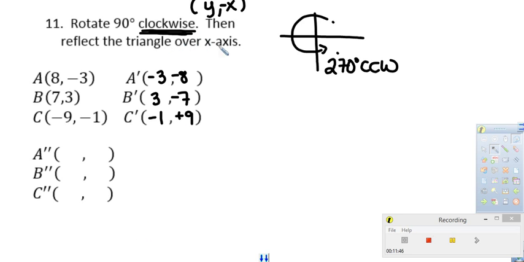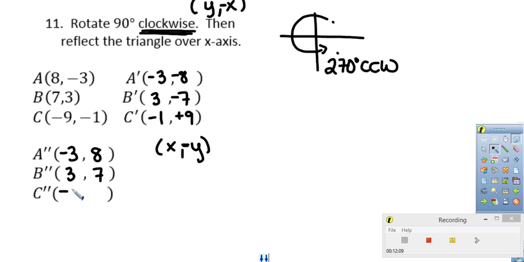Next step is to reflect over the x-axis. When we reflect over the x-axis, we just negate the y. Keep everything the same, negate the y. So keep your x, negate your y, positive 8. Keep your x, negate your y, positive 7. Keep your x and negate your y.